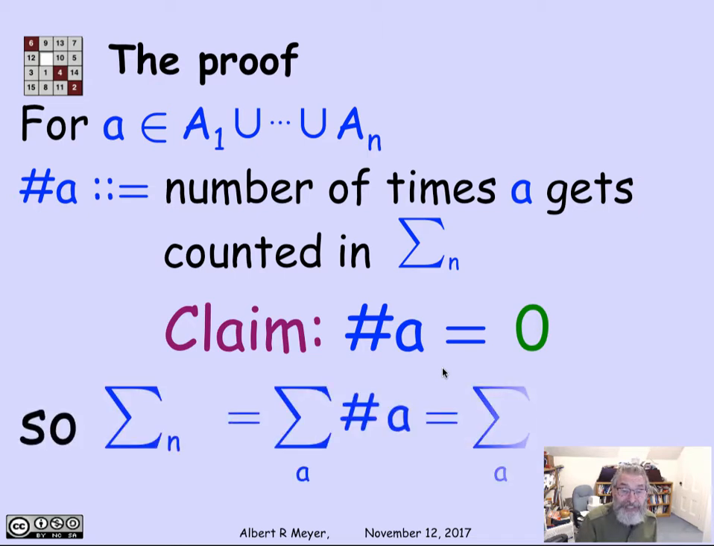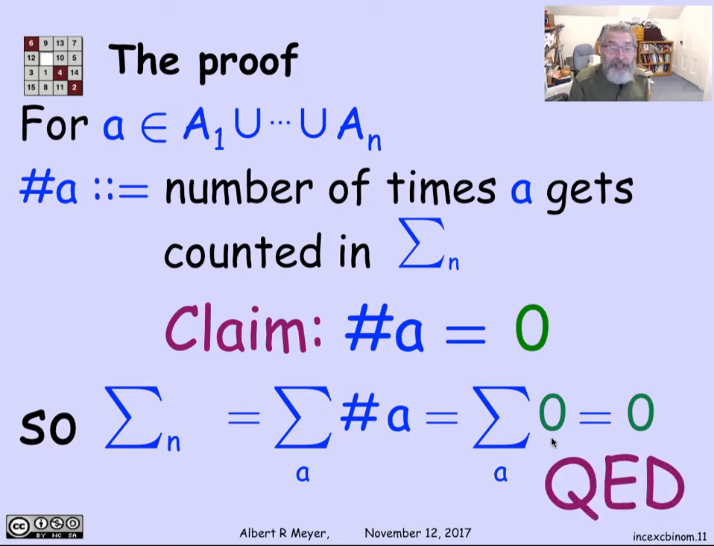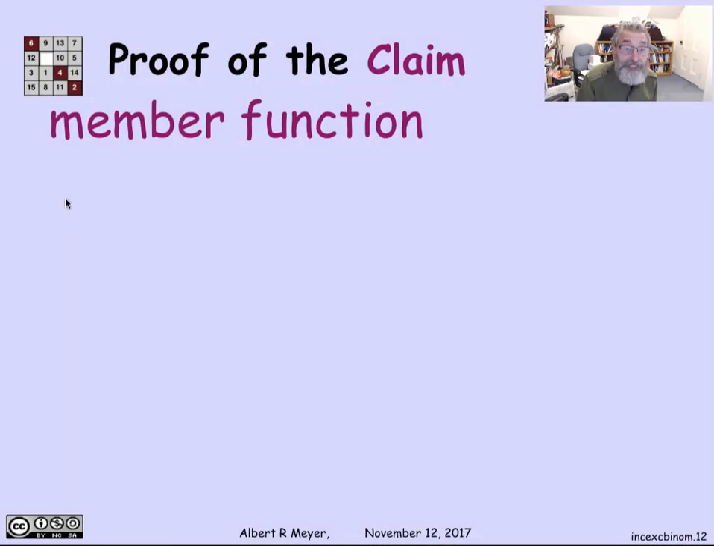So what it means is that the sum is going to really turn out to be the sum over all possible A's of the number of times that A is counted, which is just going to be a sum of zeros. It'll be 0, and that's how the proof is going to be organized. So the key step in making this formal and precise is, how do I give a rigorous definition of the number of times that an element A gets counted in this sum?